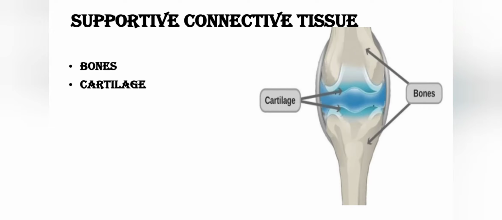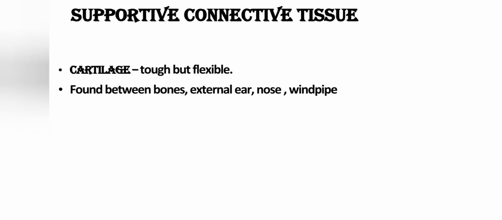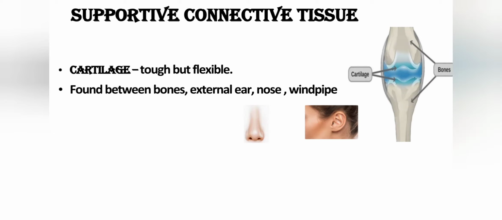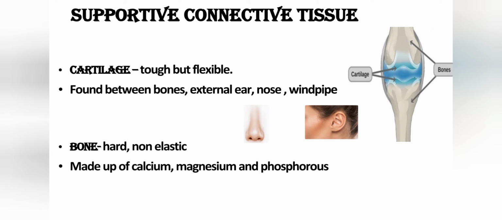The first structure that we're going to learn is cartilage. What is cartilage? Cartilage is a tough but flexible structure. It is found between the bones, external ear, nose and the windpipe. Bones are hard and non-elastic structures made up of calcium, magnesium and phosphorus.